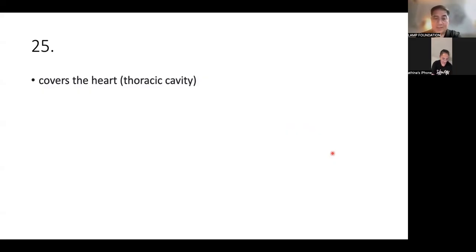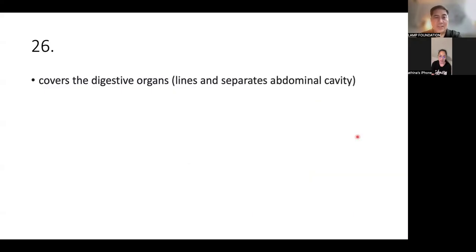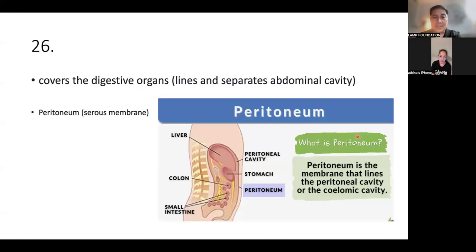What covers the heart in the thoracic cavity? It's the pericardium. Yeah. So pericardium is serous membrane. Okay. This is the pericardium, covers the heart. What covers the digestive organs? The peritoneum covers the digestive organs. So this is sort of like protecting or separating the organs from each other, you know? So here you have your peritoneum. It is the membrane that lines the peritoneal cavity or the coelomic cavity.